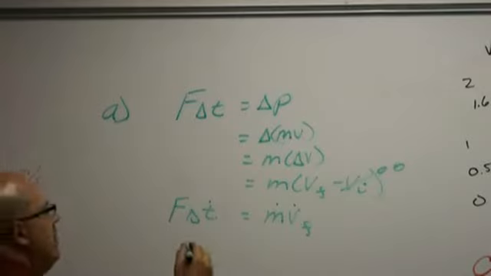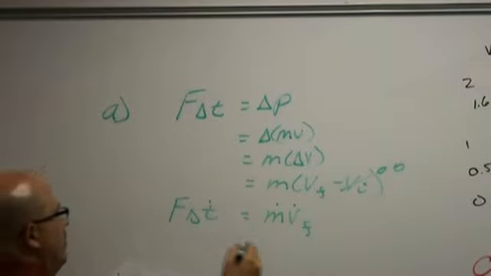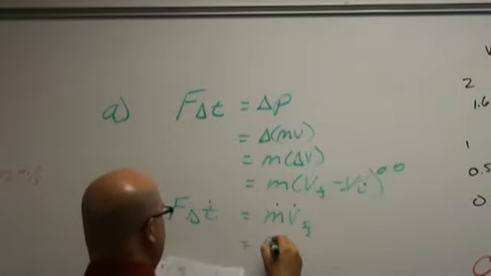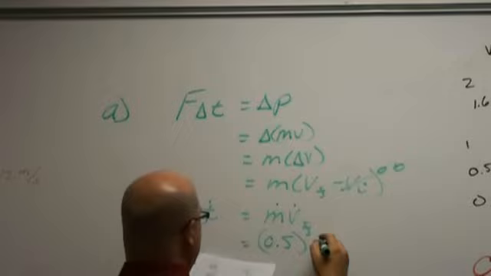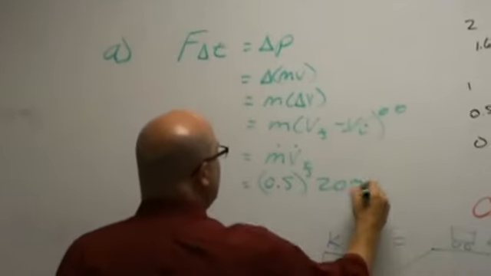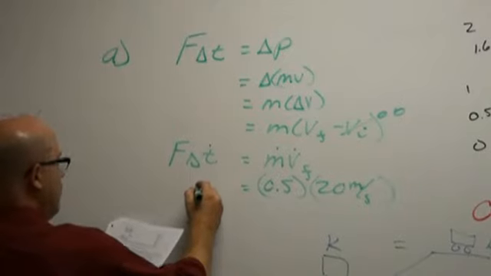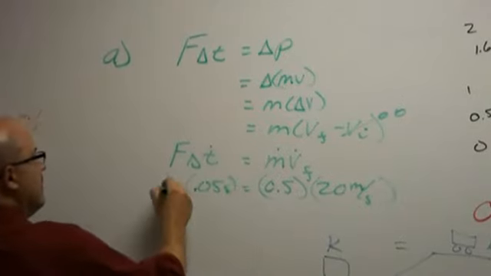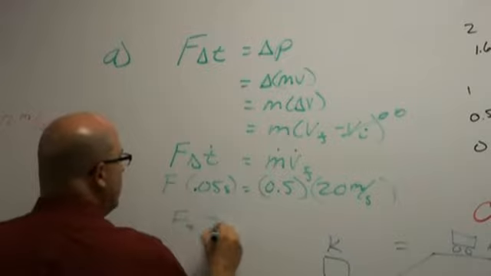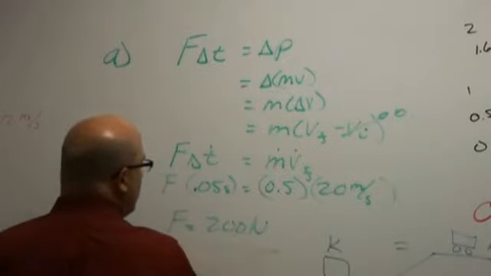Okay, with the information given, the mass was half of a kilogram, the velocity was 20 meters per second, and the time of contact was 0.05 seconds. So our force was 200 newtons.